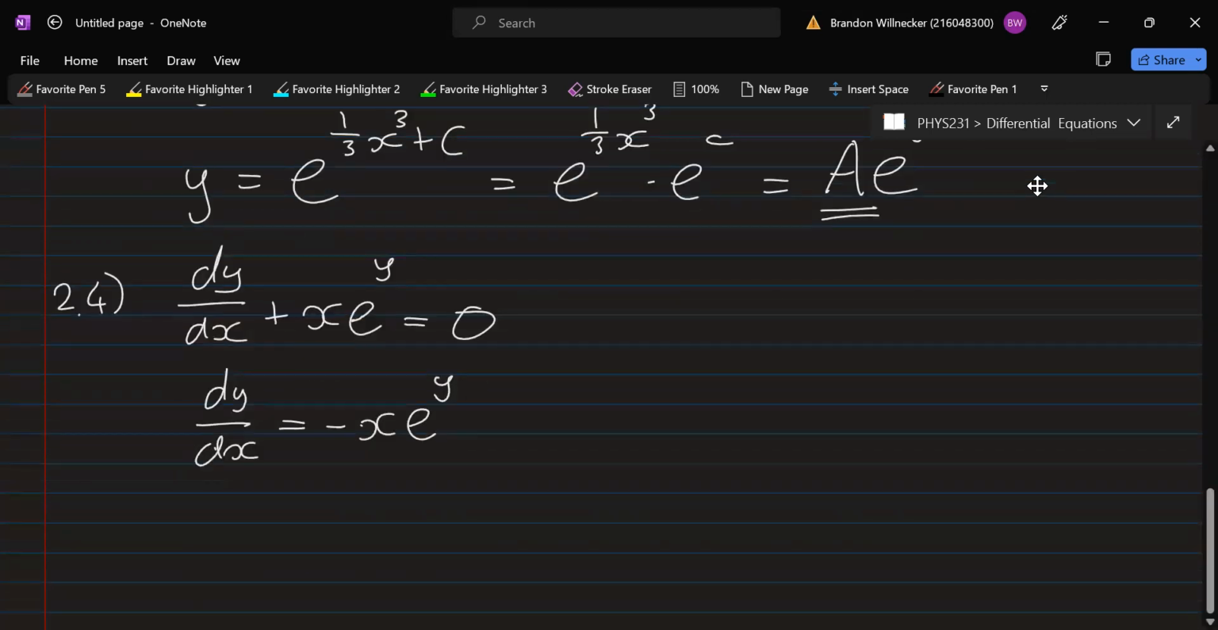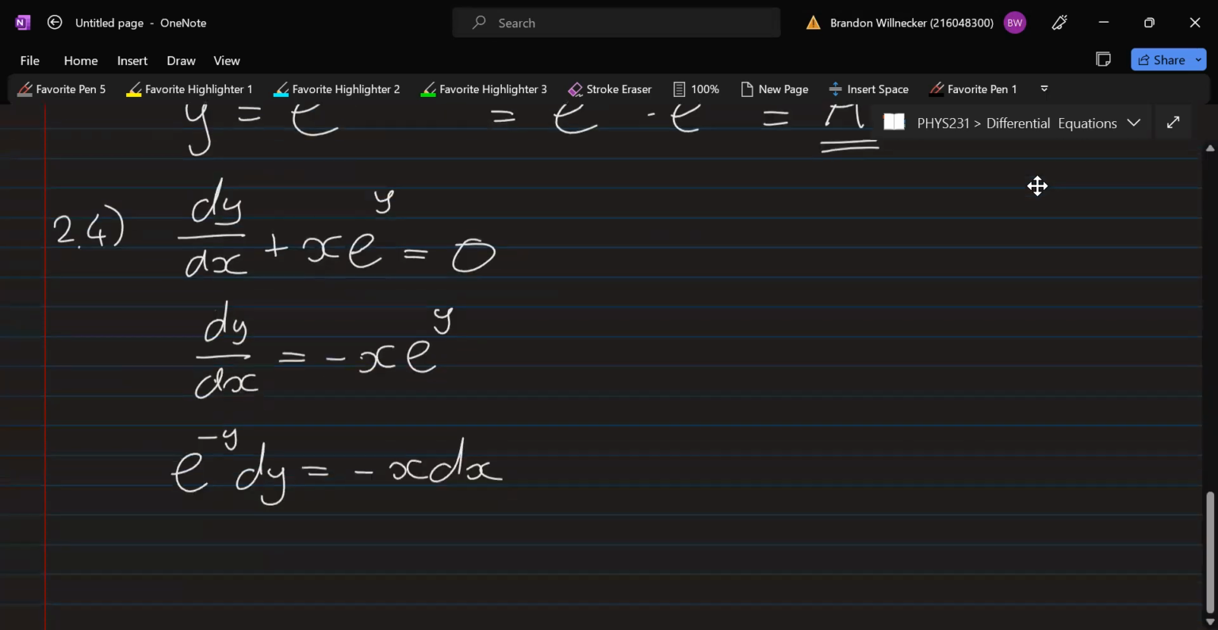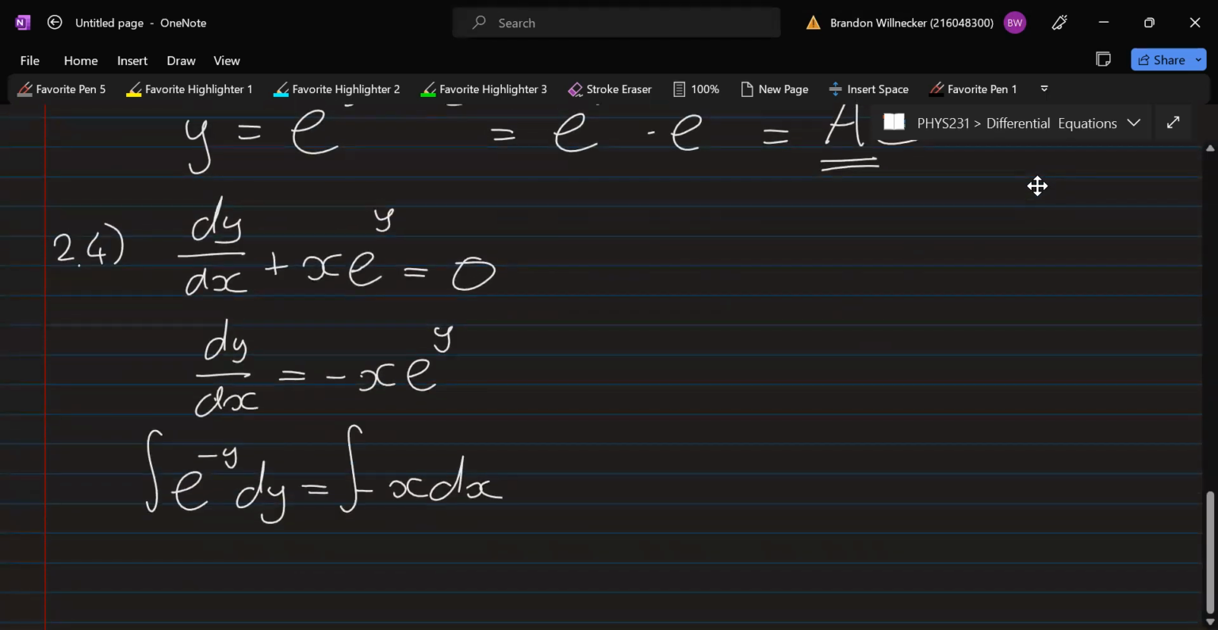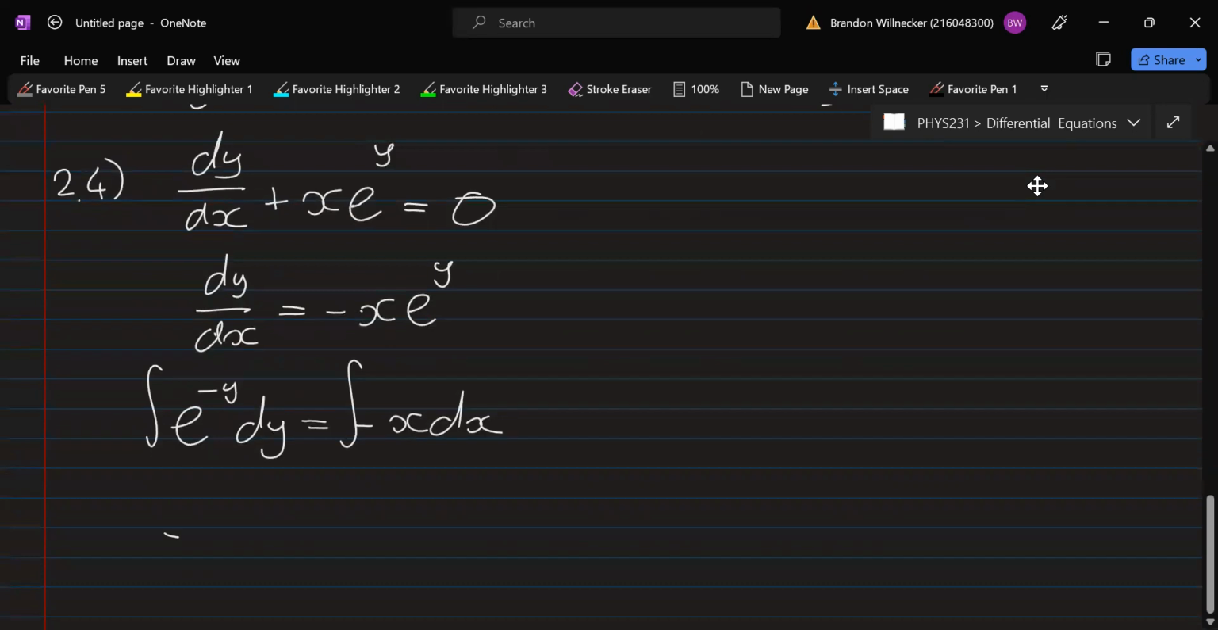Now we can do our separation. So the e to the y we can take over to the other side. So we have e to the minus y dy is minus x dx. Then we can integrate both sides, and we get minus e to the minus y is equal to minus 1/2 x squared. And then I'm going to write minus c.